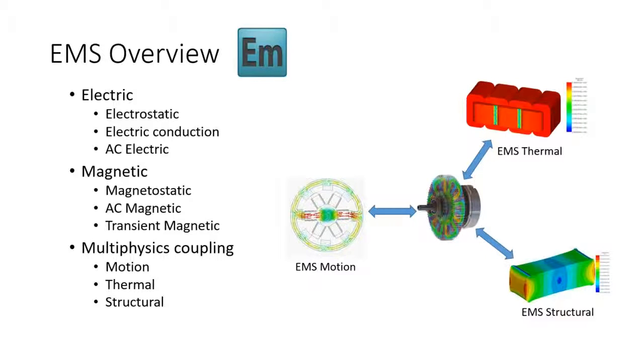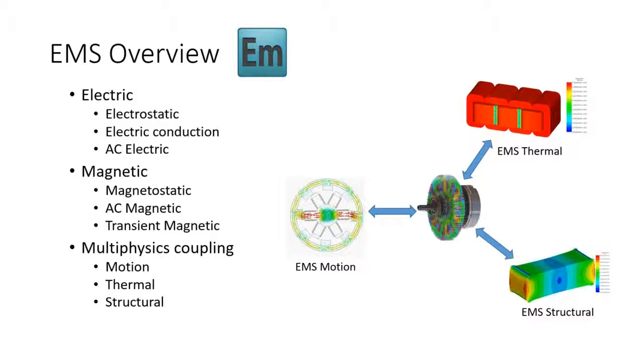Then we also have magnetic solvers. There are also 3: magnetostatic, AC magnetic, and transient magnetic. They allow you to compute magnetic fields, forces, torques, inductances, and all the associated phenomena in different domains. For example, magnetostatic works in a steady state domain, AC magnetic works in a frequency domain, and transient magnetic allows you to work in a time domain and get fully dynamic results.